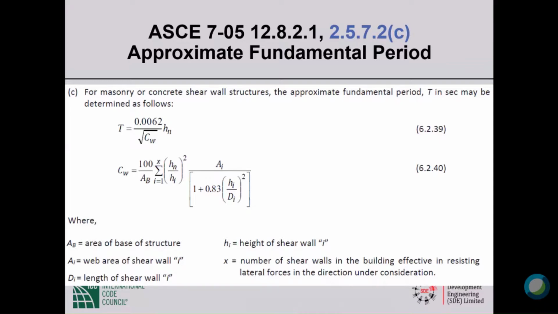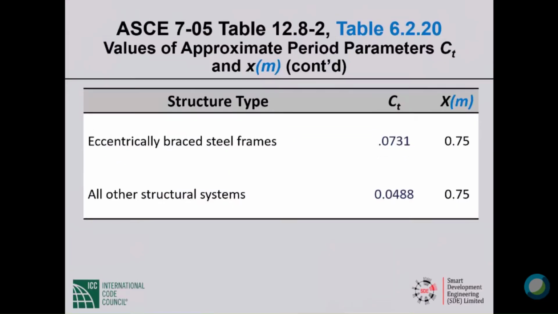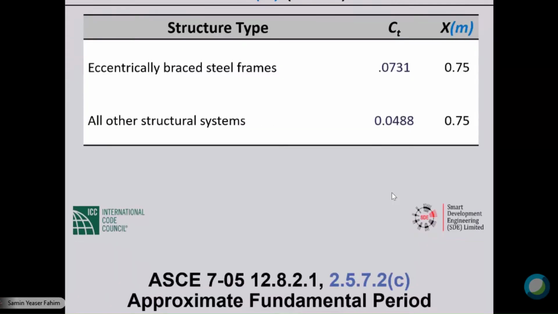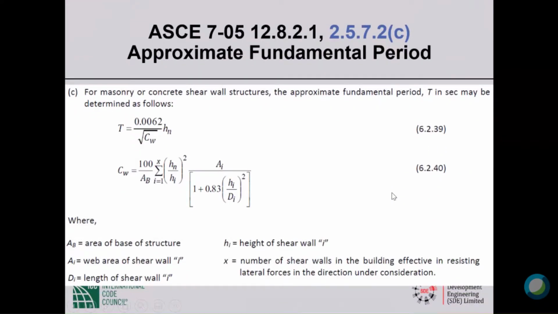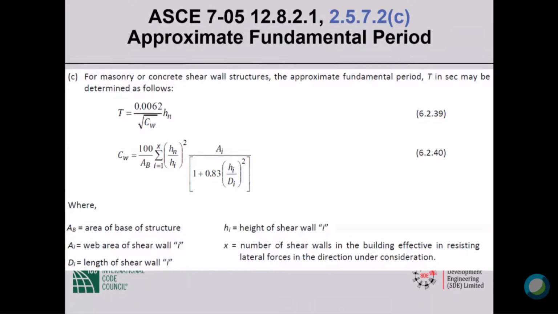We have made H sub i equal to H sub n. So that term has disappeared, and here H sub i has been made equal to H sub n. So my advice will be to stick to the other formula and not try to use this concrete and masonry shear wall formula. This can give you pretty wrong results.